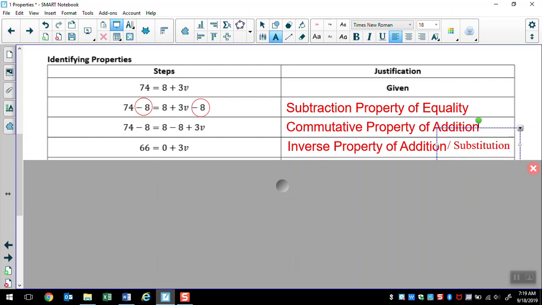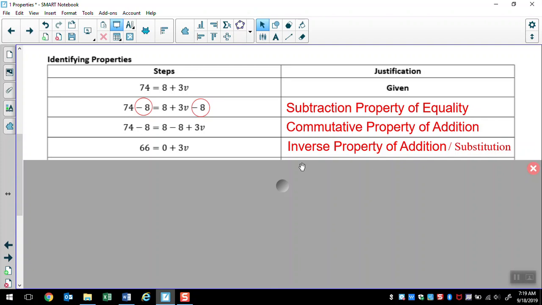Substitution. Okay, so there's two answers that can go here. This part here, the 8 minus 8 equals 0, that's our inverse property of addition. The 74 minus 8 equals 66, that's our substitution. So we want to make sure that we take care of both. They're both properties there.